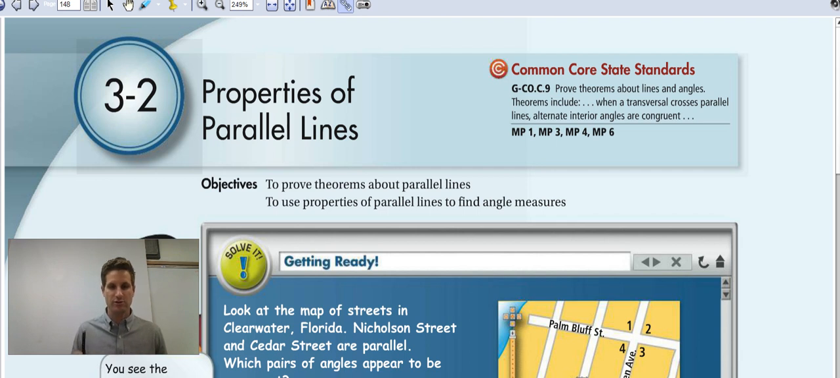So today we're going to prove theorems about parallel lines and use properties of parallel lines to find angle measures. We're going to take a lot of what we learned in 3.1 on those types of angles, and now we're going to apply a rule to them. So let's jump into the rules.